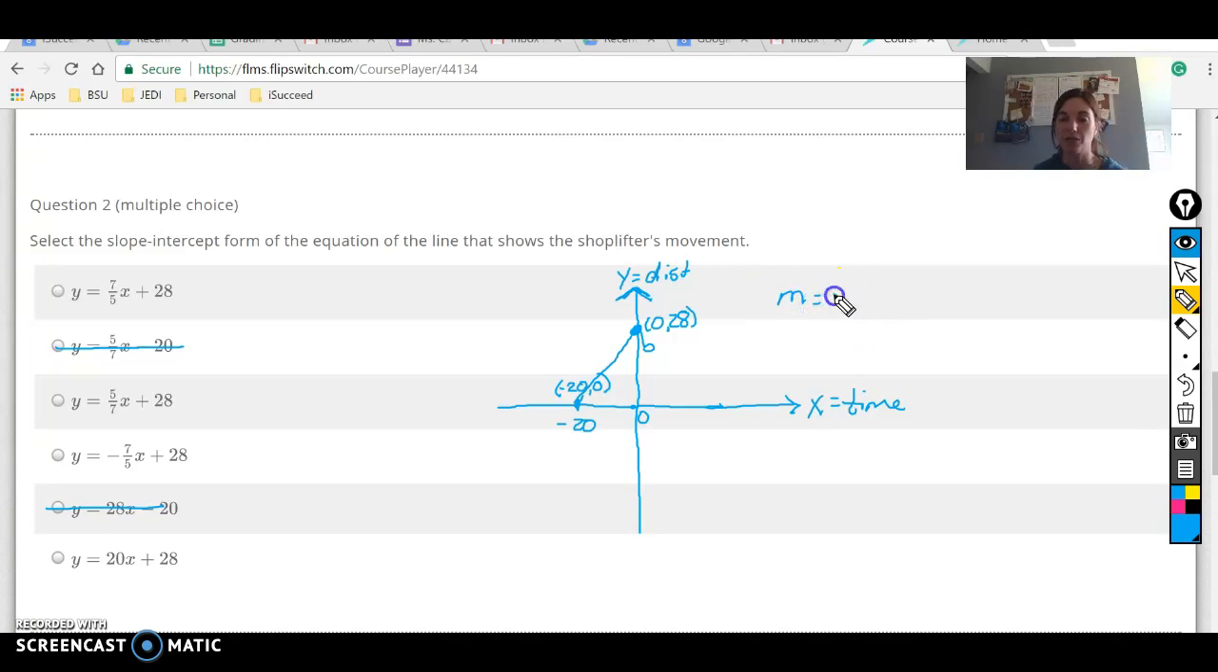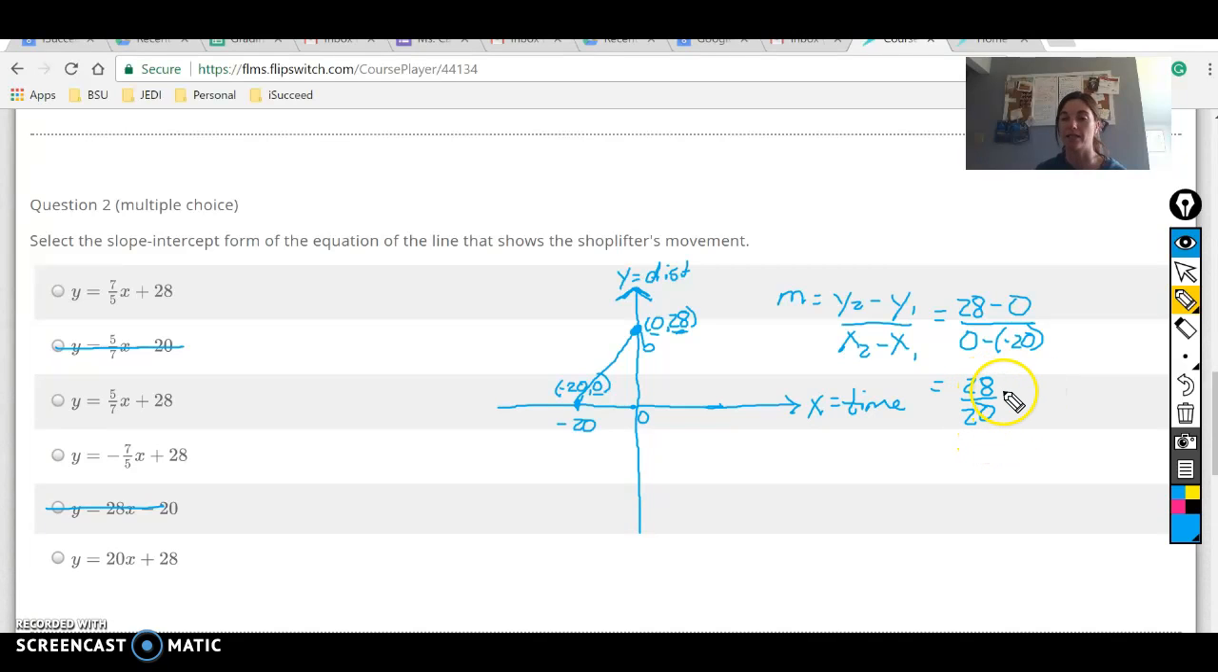So m equals y2 minus y1 over x2 minus x1. My y2 is going to be 28. My y1 will be 0. My x2 is 0. And my x1 is a negative 20. So I have to do this right. I have to subtract the negative 20. Now I end up with 28 over 20. That's a positive 20 because I'm subtracting a negative.